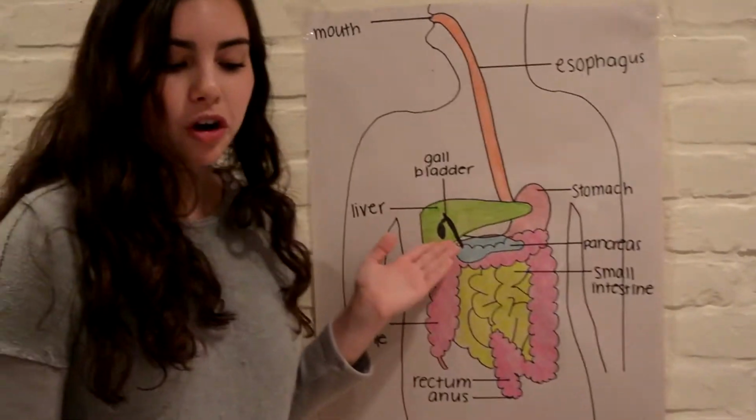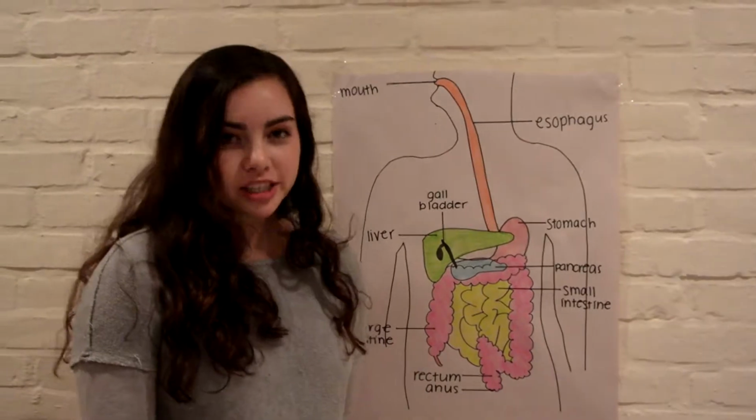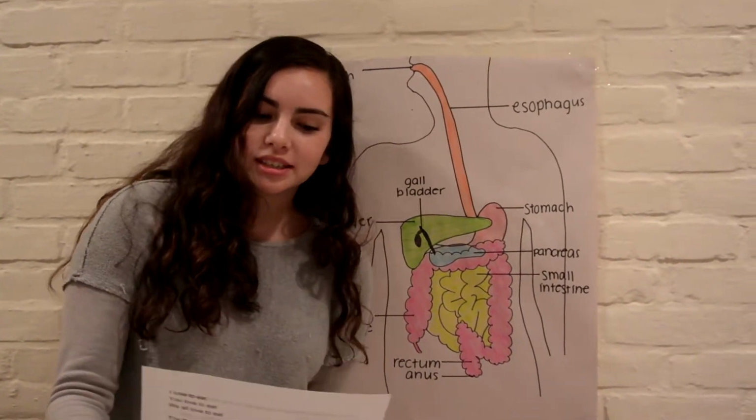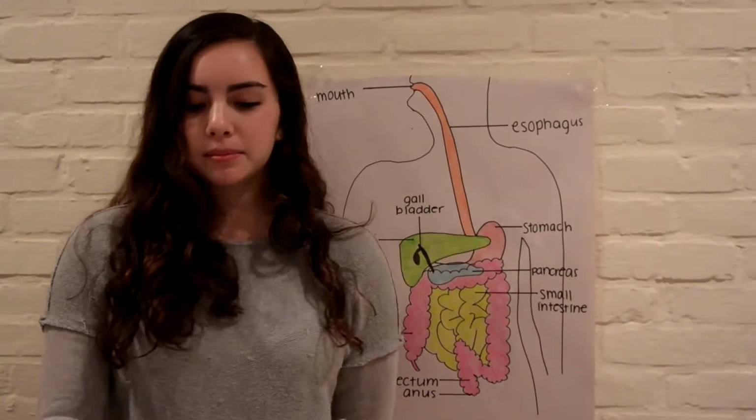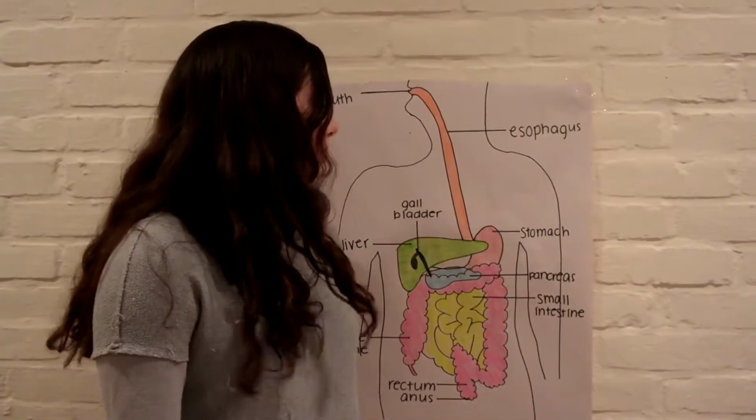The liver makes a fluid called bile, and that bile, along with digestive enzymes from the pancreas, help release nutrients from your food so that they can be absorbed and circulated around your body in the bloodstream.